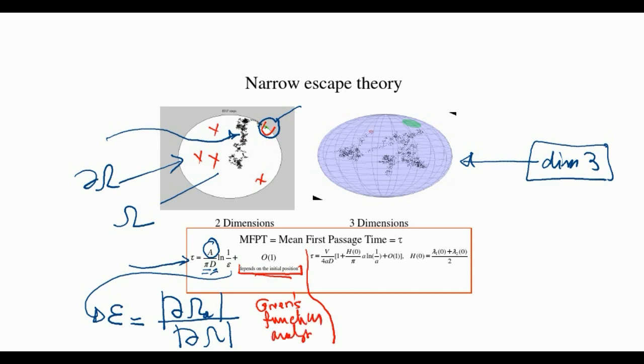So in dimension 3, it's not anymore log of 1 over epsilon, but the time to find a small hole depends on the volume, the diffusion coefficient, and A. A is the radius here of the small absorbing disk. And then you have here the mean curvature at the center of the disk, and then the next term is log of A, right? And then we have a term of order 1.